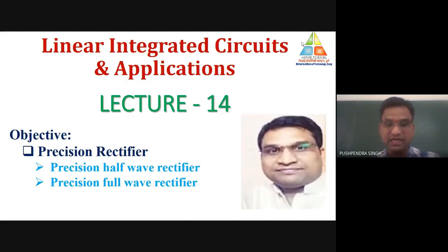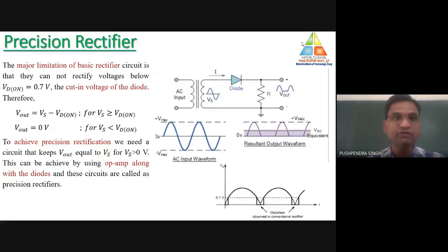That topic only. So the precision rectifier is basically divided into two categories. One is called the precision half wave rectifier, and another one is the precision full wave rectifier. After completion of the basic rectifier circuit, we will go one by one to the precision half wave rectifier and the precision full wave rectifier circuit.